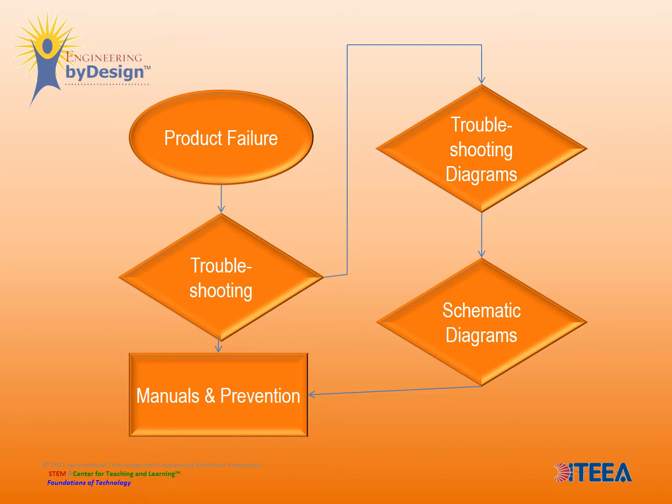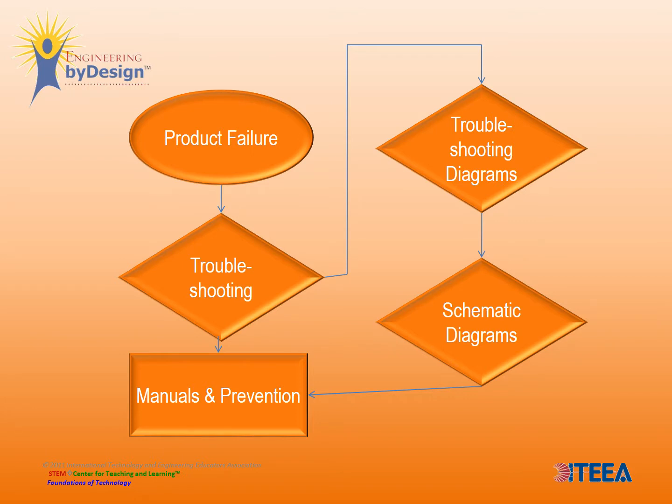So I'm looking at the arrows. Product failure can go down to troubleshooting. That troubleshooting can go in one direction where you look at troubleshooting diagrams, or in the other direction, it looks at manuals and prevention. Manuals and prevention may have documentation on what you do to prevent problems. When you have trouble, then you go to the troubleshooting diagrams. Those troubleshooting diagrams, that's your decision point.